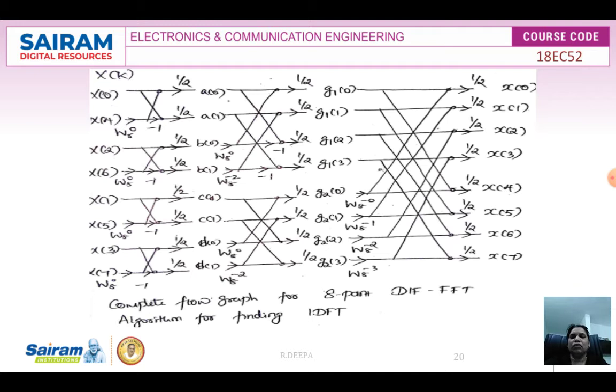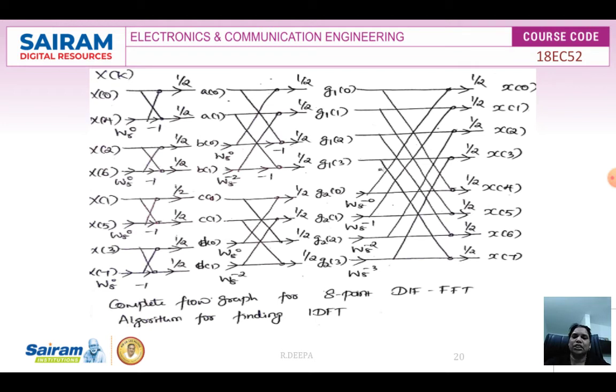And one thing is, since it is finding the IDFT, you have to multiply each and every second input with negative powers of W8. Okay, you can observe that since W8 power of 0 and W8 power of minus 0 is 1, I have written directly W8 power of plus 0 only. The value is going to be 1 even if it is W8 power of minus 0. So for the first stage, you have to multiply with W8 power of minus 0 or W8 power of plus 0.